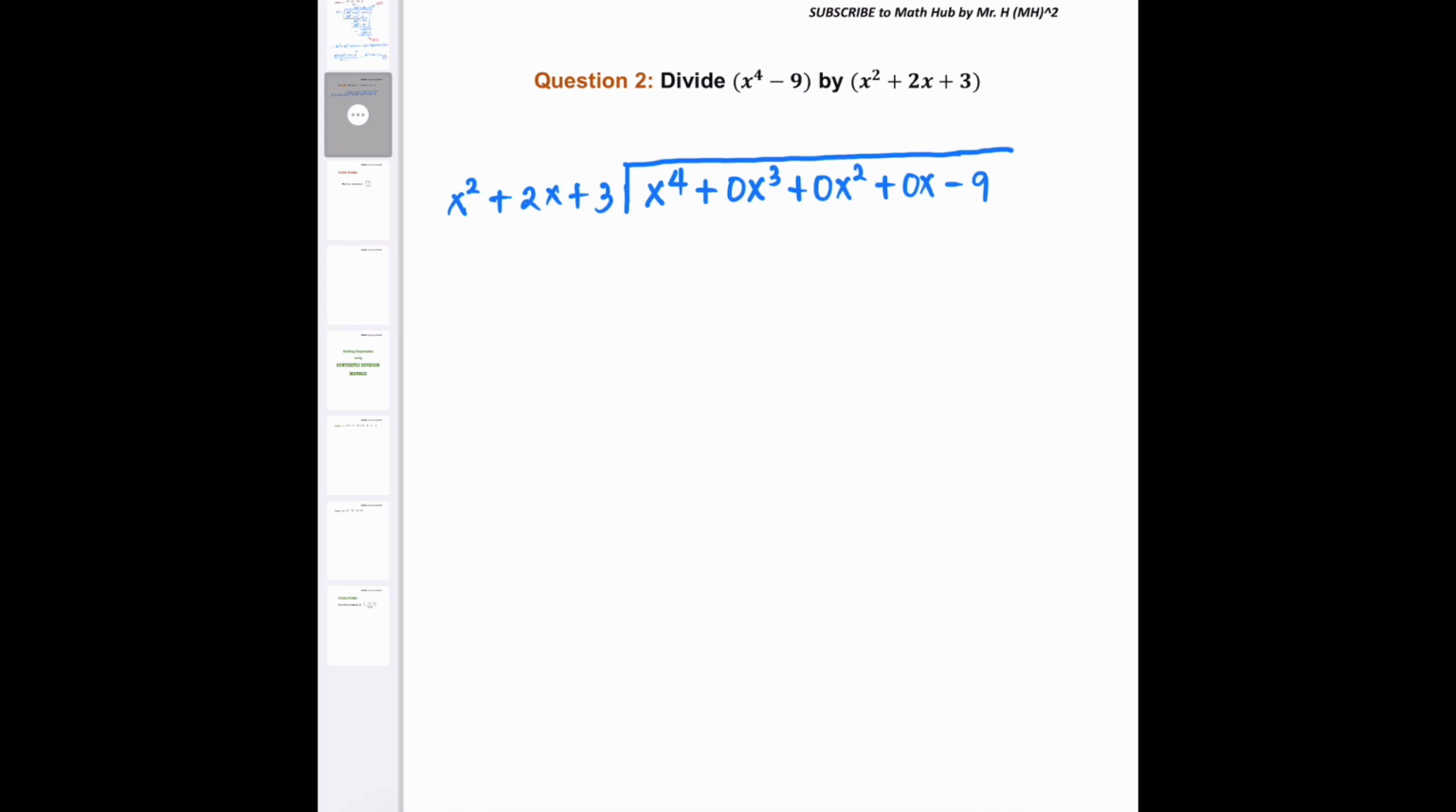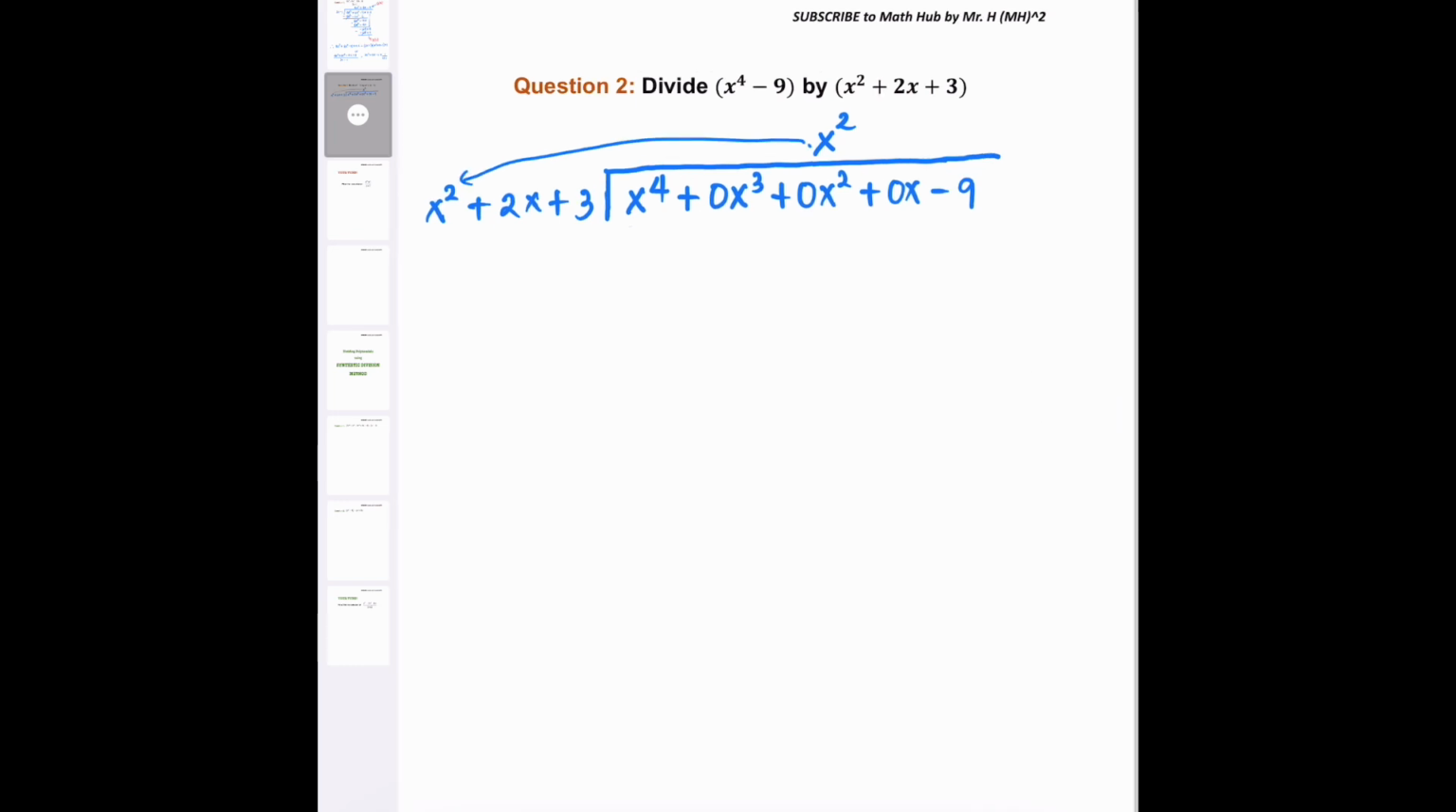So applying the same rules that we did in question 1, we're gonna divide the first term of the dividend by the first term of the divisor. So x to the fourth divided by x squared is x squared. And we multiply: x squared times x squared is x to the fourth. X squared times 2x is 2x cubed. X squared times positive 3 is positive 3x squared.